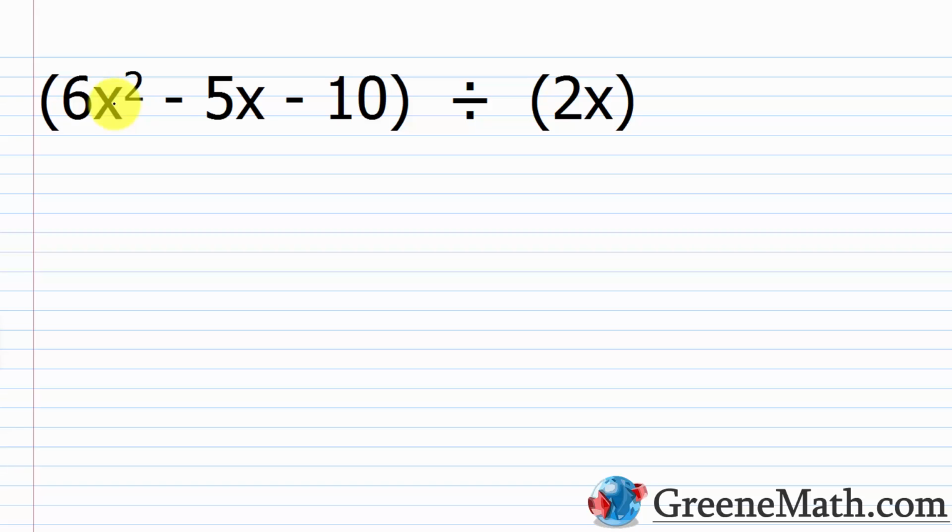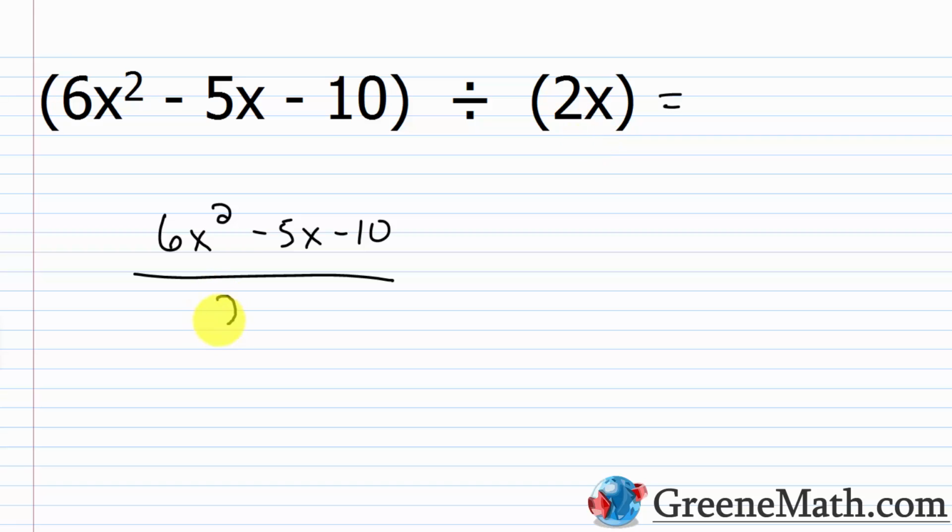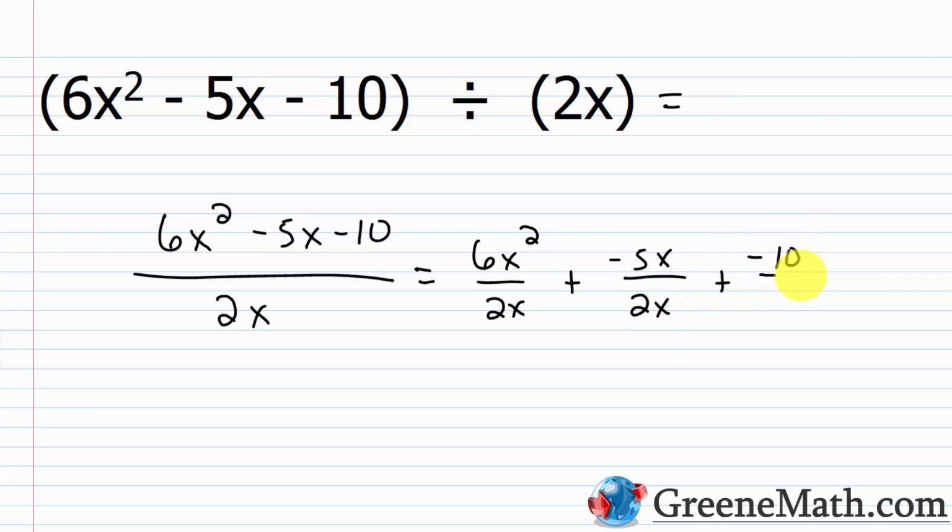So if I have 6x squared minus 5x minus 10, and this is divided by 2x, this guy right here, my dividend, my division problem, will be the numerator for the fraction. Then this will be over the divisor 2x, which will be my denominator. And what am I going to do here? Well, essentially I'm going to use a little trick from when I worked with fractions. I'm going to take each part of the numerator and write it over the denominator. So I'm going to go 6x squared over 2x, and then plus negative 5x over 2x, and then plus negative 10 over 2x.